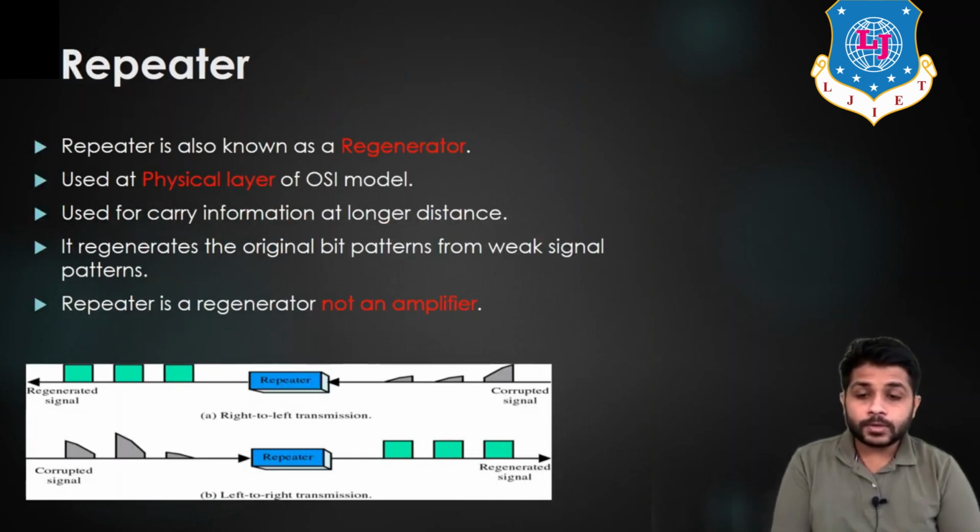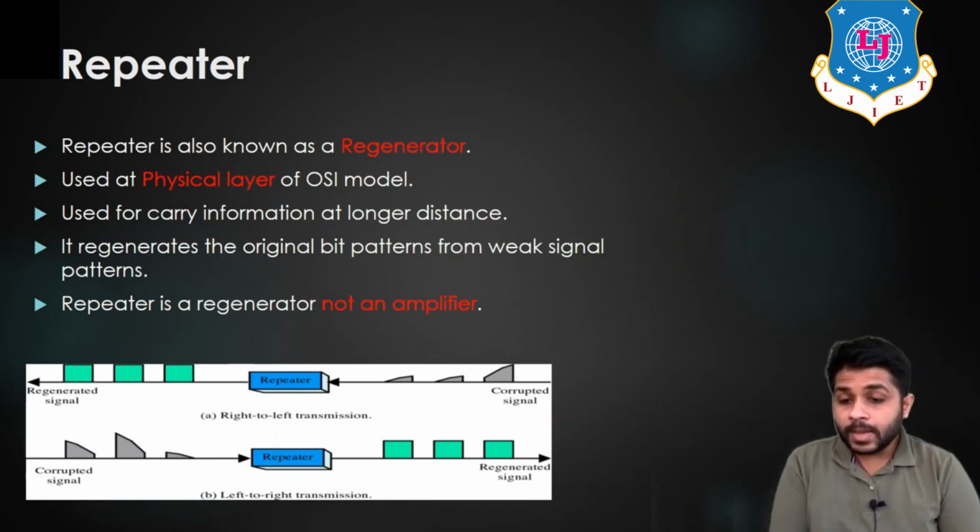Now, what is a repeater? The repeater is also known as a regenerator, and it works at the physical layer of the OSI model. Whenever I say that any device is working at the physical layer, it means that device is a dumb device that cannot understand the meaning of the data. It can only forward the data or do some processing on the data.